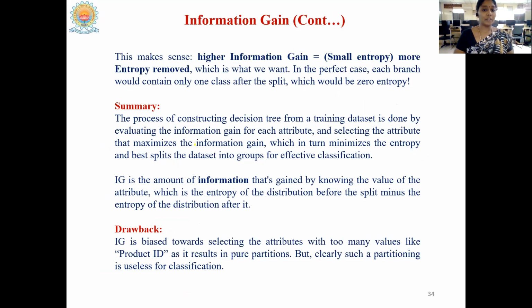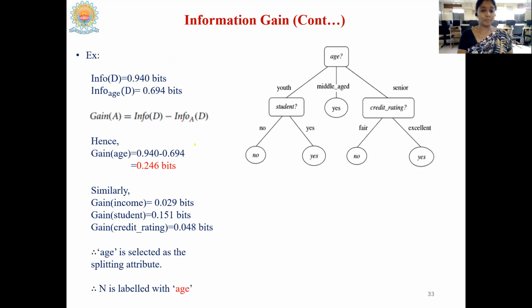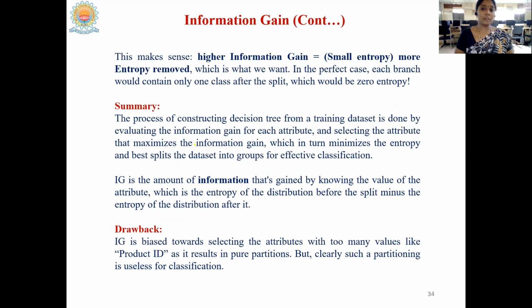And here is a summary of information gain. We selected age as the best attribute to keep as the root. This makes sense. Why? Because higher information gain indicates smaller entropy, which means we are removing more entropy. Smaller entropy means smaller variance. If a particular data partition has less variance, it indicates a pure partition, which is what we actually want. In the perfect case, each branch would contain only one class after the split, which would be zero entropy.